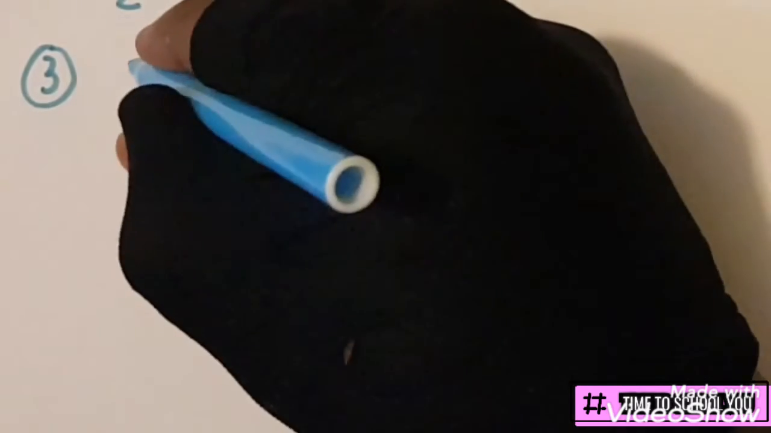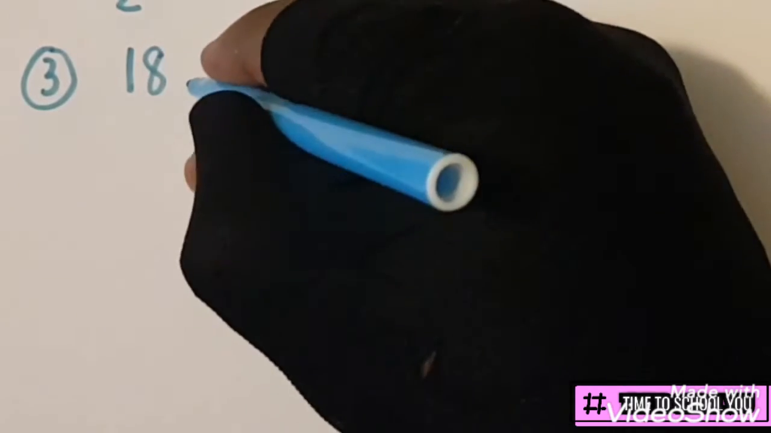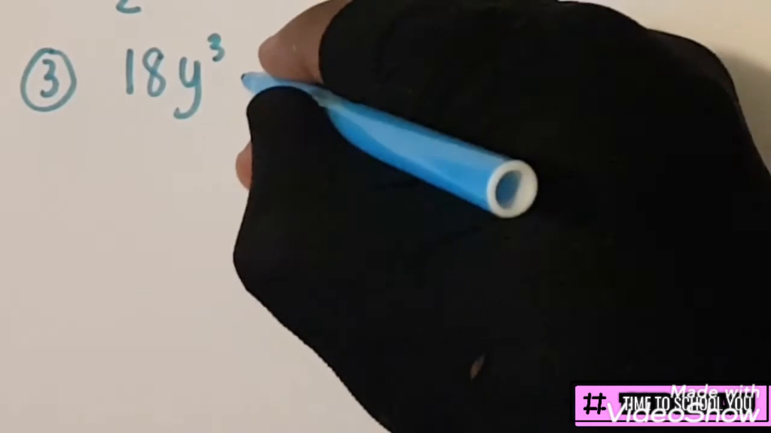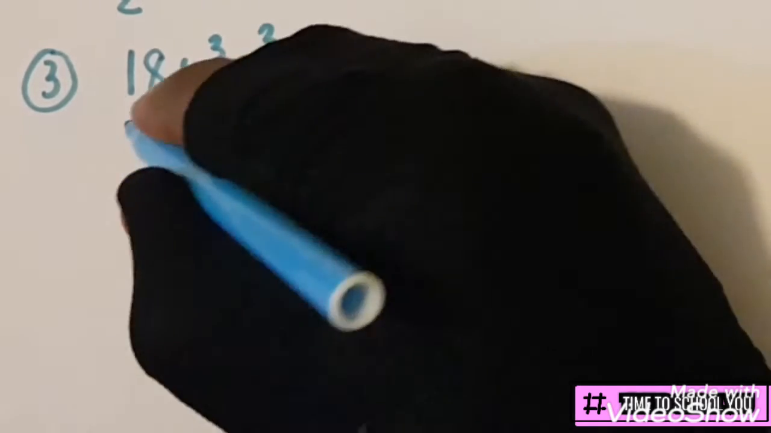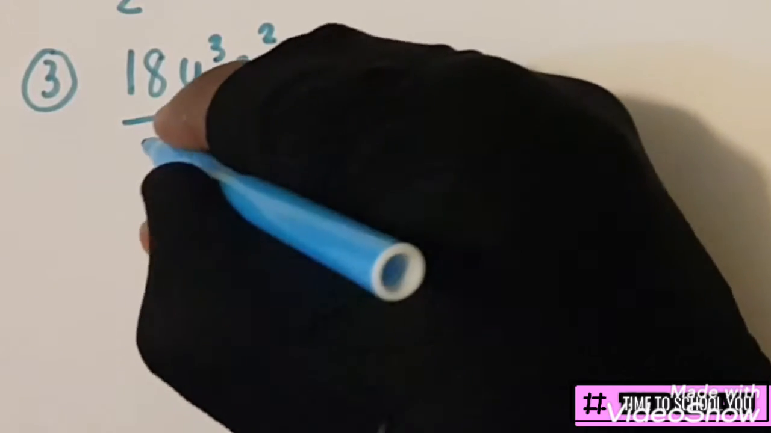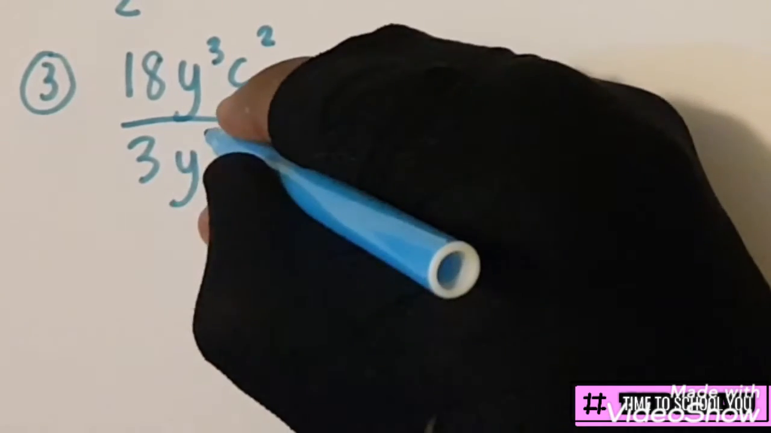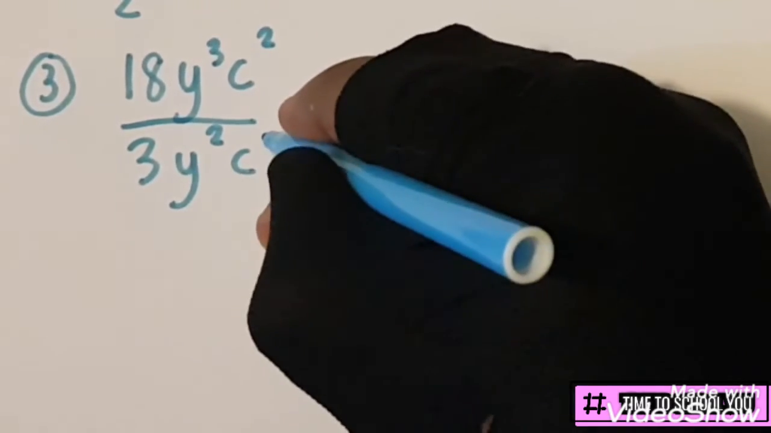is 18 y to the power 3, let's make it c squared, divided by 3y to the power 2c.